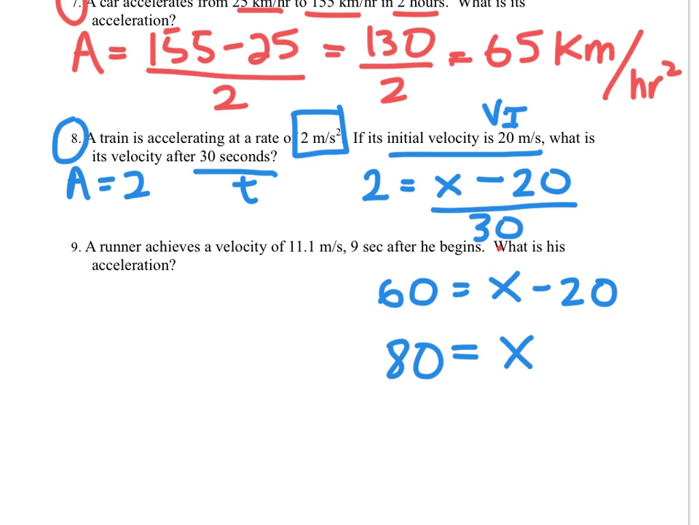So what does this mean? It means that my final velocity is 80 meters per second. I probably shouldn't put that there. So 80 meters per second.